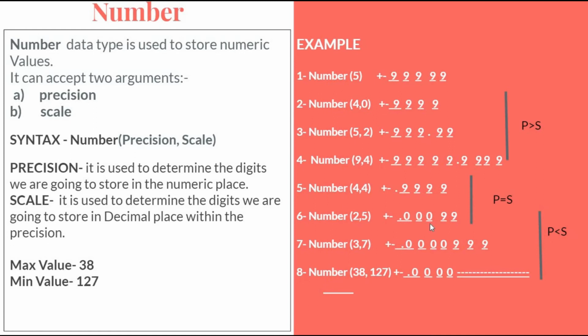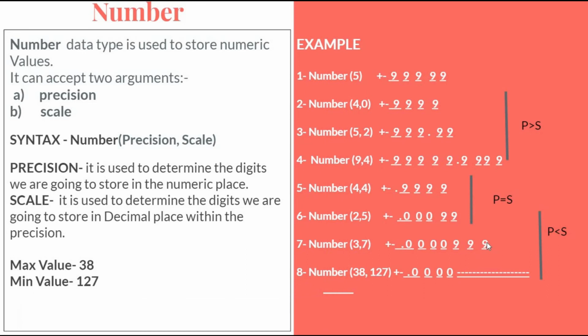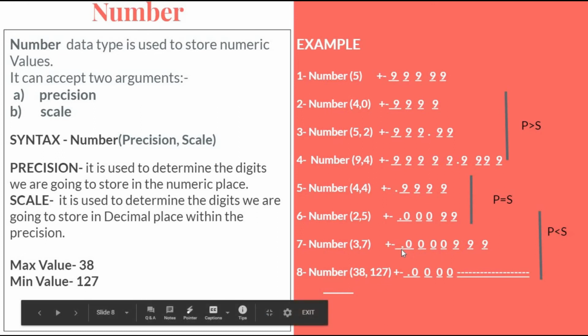Okay, so now we have 3, 7. So what will be the answer, guys? Yes, the greatest number is 7, so make 7 blocks. Now put the decimal in front. Now 3. From the right, at the end, put 3 blocks with 9, which is the greatest or maximum number, and fill the rest with 000. So this is how the number syntax works.